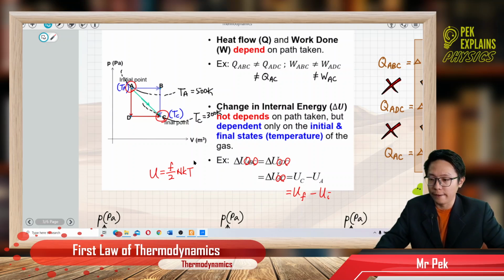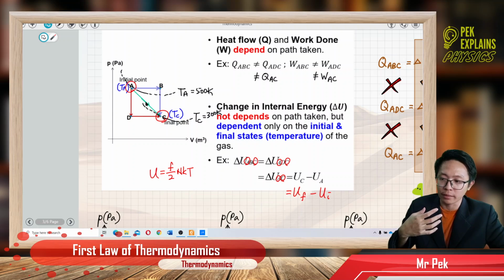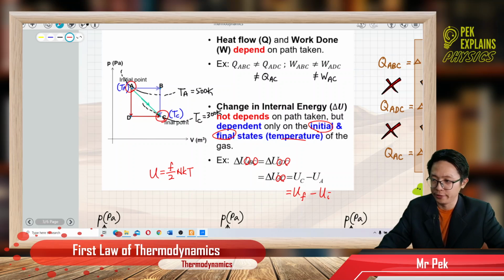Okay? So internal energy depends on temperature. A and C may be at different isotherm lines, and different isothermal lines have different temperatures. So it is just the final internal energy minus the initial internal energy, which is the internal energy of C minus the internal energy of A. We don't look at B or D. We just look at final and initial. So the change in internal energy only depends on the initial and final point.